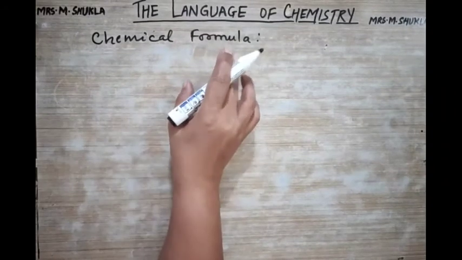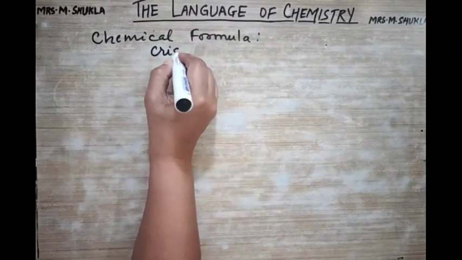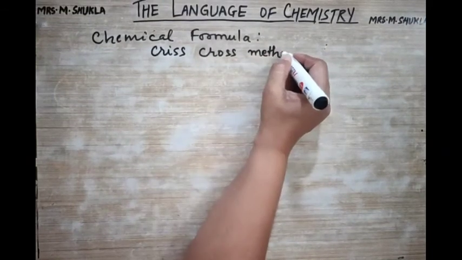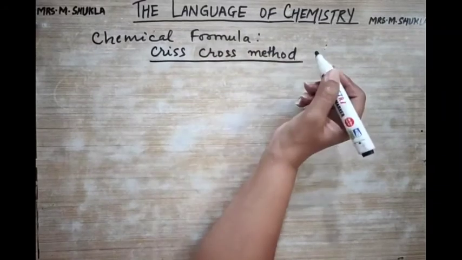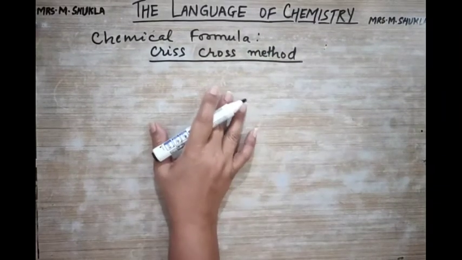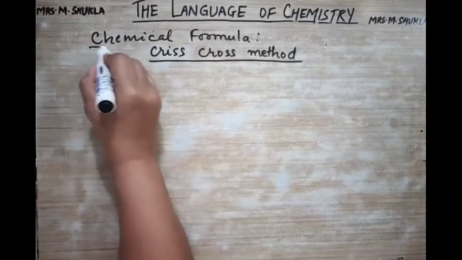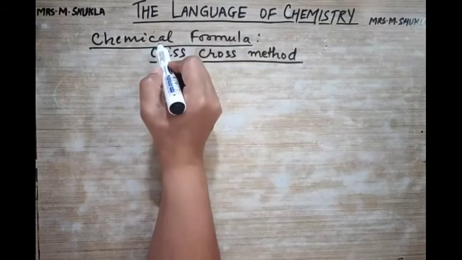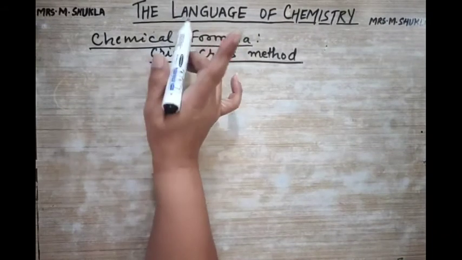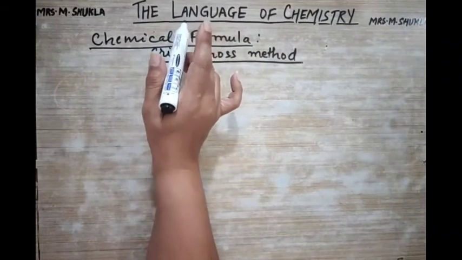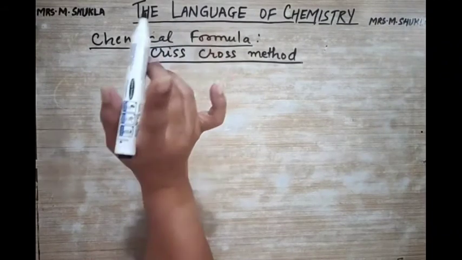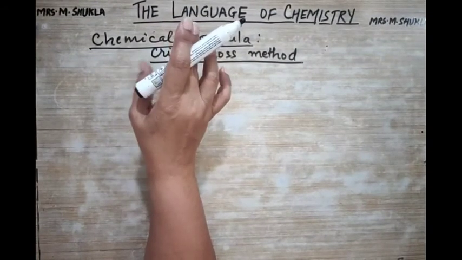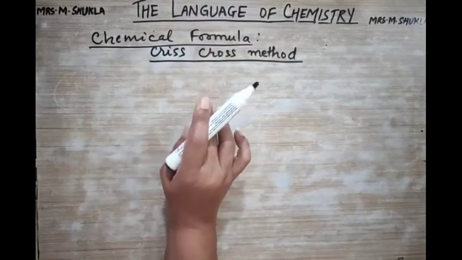The method of writing this formula is by criss-cross method. You all must have learned this in class 8th also. Criss-cross method, right? So here I am going to give you certain examples to make you understand how we write the chemical formula. But mind you children, you cannot do this till you learn your valencies and symbols by heart. So you have to do that. That is very important if you really want to enjoy studying chemistry, right? So I'm going to take up certain examples over here for you.